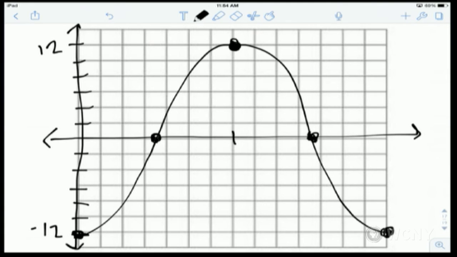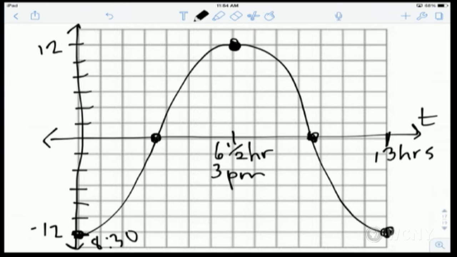Okay, you want to label. This low tide was at 8:30 a.m. This high tide was at 3 p.m., which was 6.5 hours. Since this is a time or t axis, you want to make sure you label it in the proper units. And we ended 6.5 hours later, 13 hours in, which would be 9:30 p.m. Okay, so we've drawn our graph, we've labeled it, let's finish the problem.